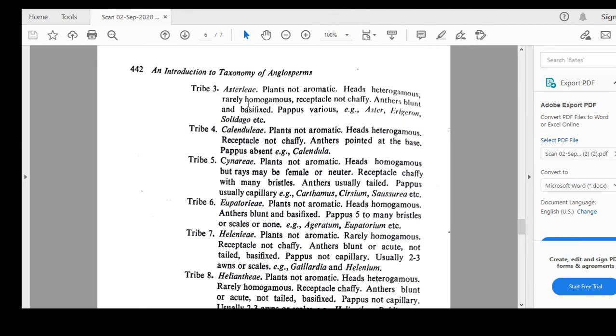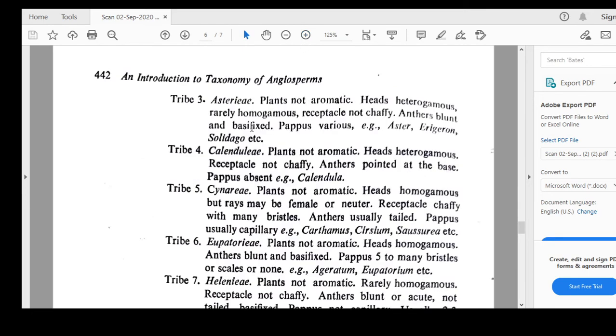Type 3, Astereae, plants not aromatic. Heads heterogamous, rarely homogamous, receptacle not chaffy, anthers blunt and basifixed. Pappus various. Example, Aster, Erigeron, etc. Type 4, Calenduleae. Example, Calendula, plants not aromatic, heads heterogamous.